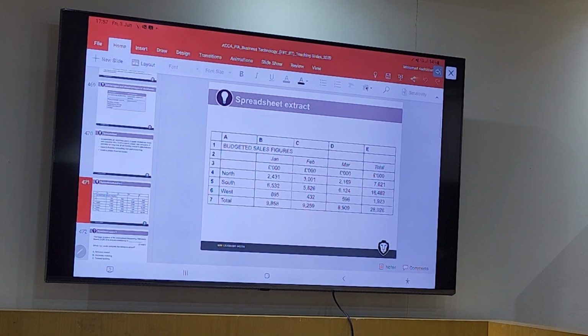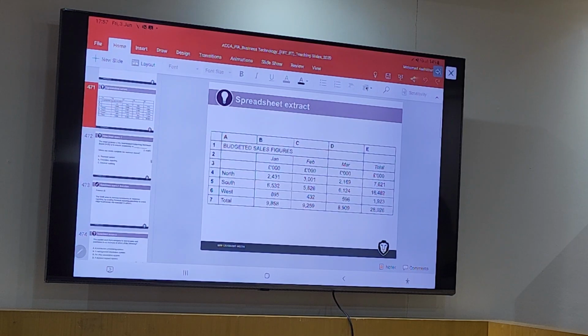Anyway, this is one small example of a spreadsheet. With this, we are done with this chapter.